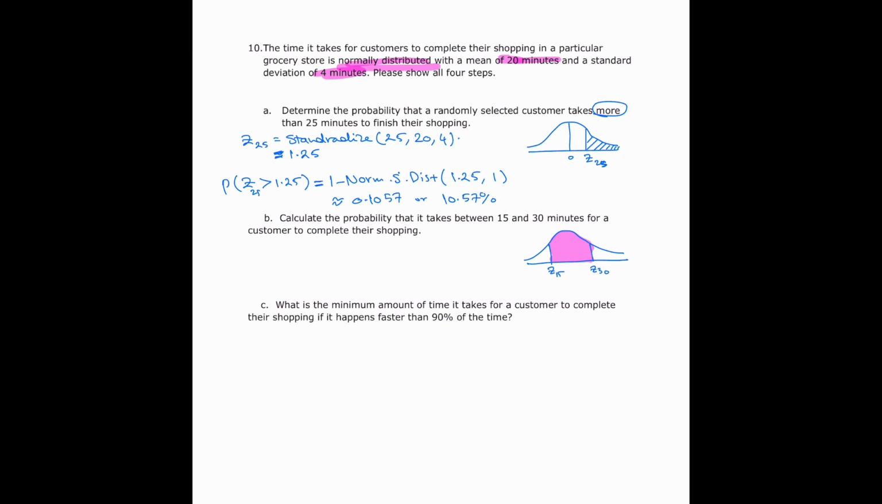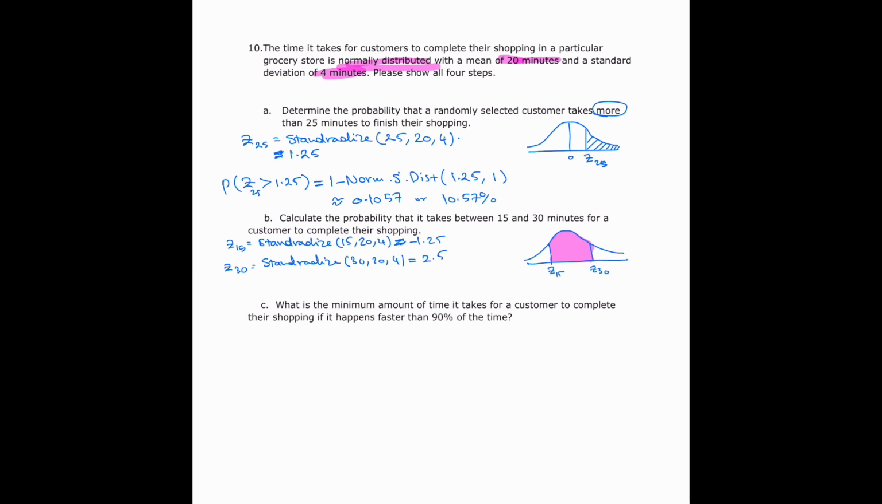So I will find the z that corresponds to 15, which is equal to standardize 15, comma the mean, comma standard deviation. It is going to give me negative 1.25. Z of 30 is standardize 30, comma 20, comma 4, the standard deviation, and this is going to give me 2.5.